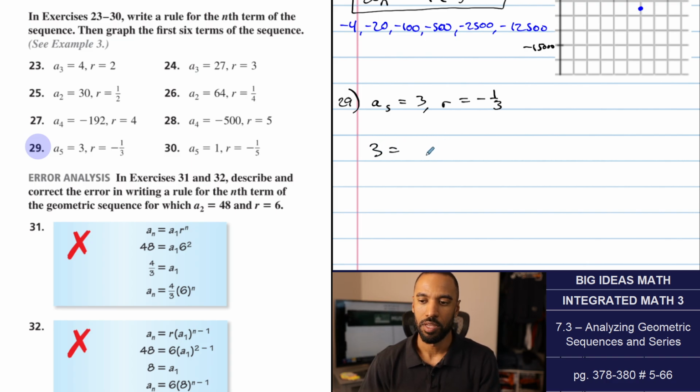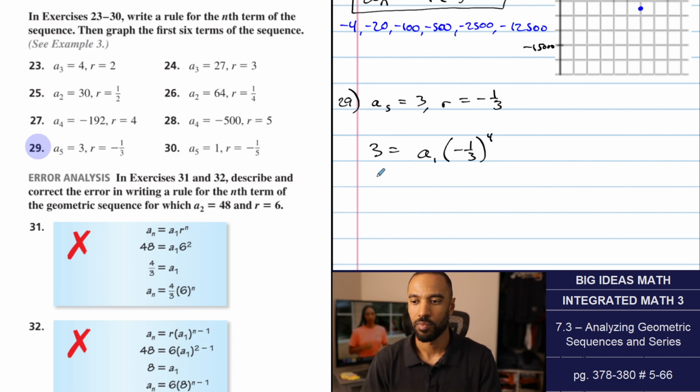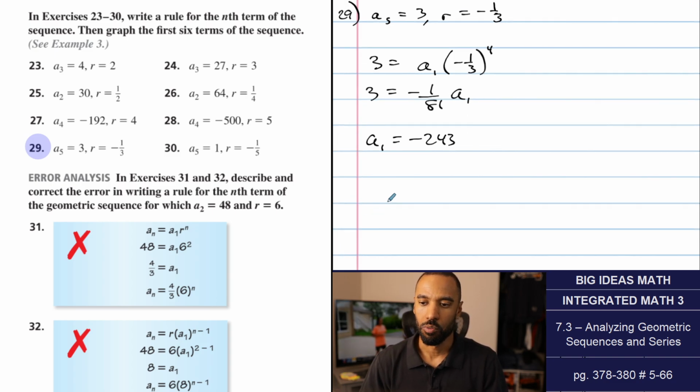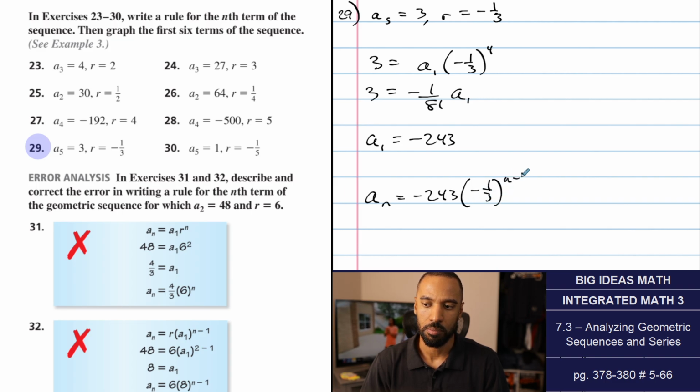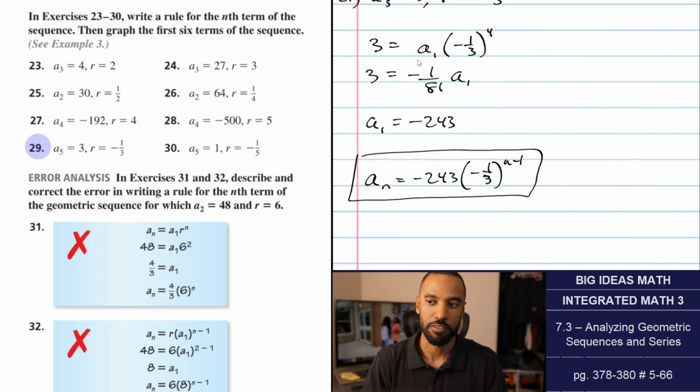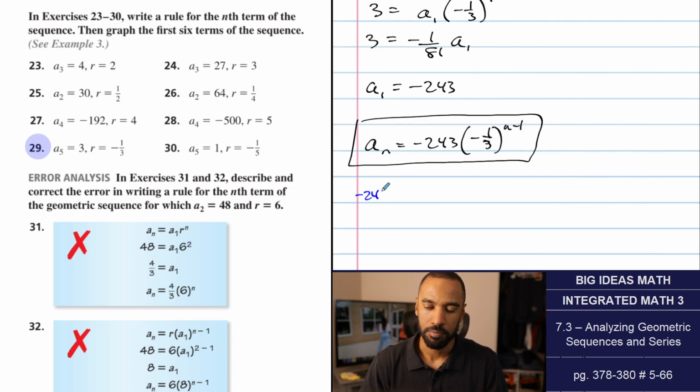Your fifth term is 3. So you take your unknown first term and multiply by your common ratio, 5 minus 1 times, 4 times. Negative 1/3 to the fourth is negative 1/81. So we are going to multiply both sides by negative 81. That's your ultimate thing when it comes to finding that first term, which is negative 243. So your rule is going to be negative 243 times negative 1/3 to the n minus 1 power. If we take a third of each number, moving forward here, we can get these terms. The signs will alternate. We know the fifth term will be 3, so we start from here. Second term, third term.